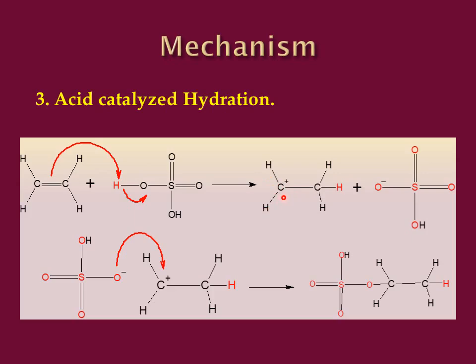On the other side, after the abstraction of this proton, this bond is going to shift on the oxygen atom as a negative charge. So a bisulfate ion is produced, which in the second step is going to attack this carbocation. A carbon carrying a positive charge is called a carbocation. So a bond is going to form between oxygen and carbon, and it is going to generate ethyl hydrogen sulfate.